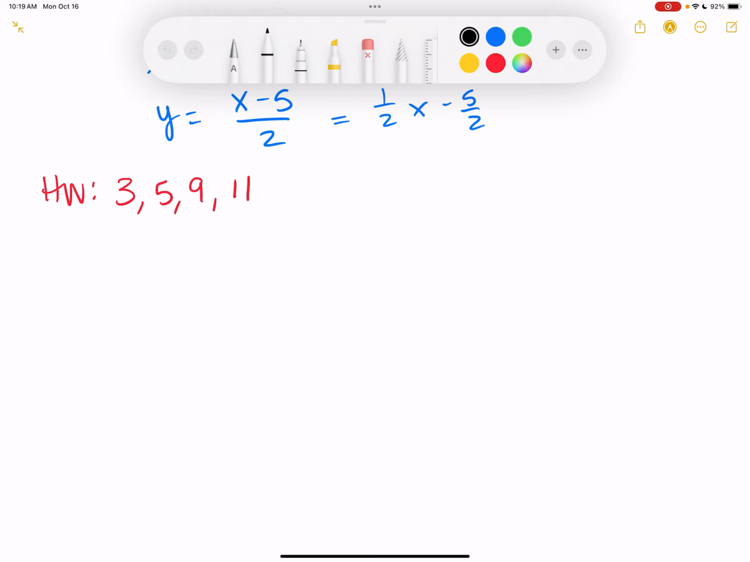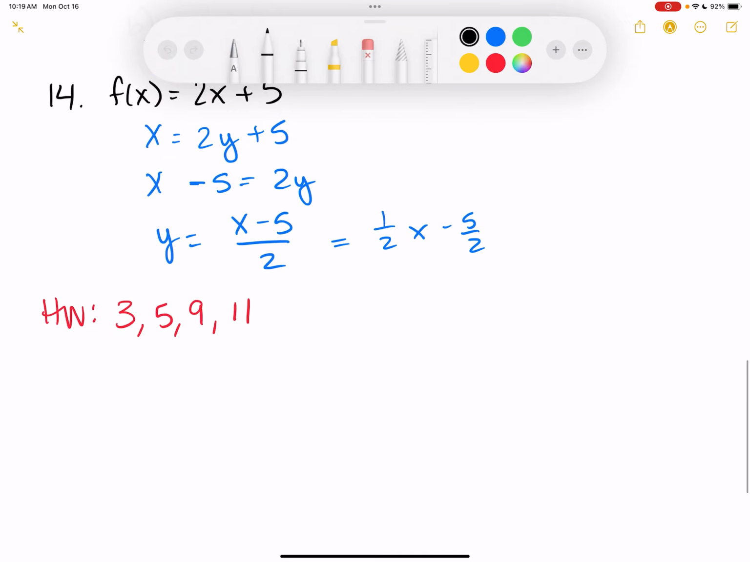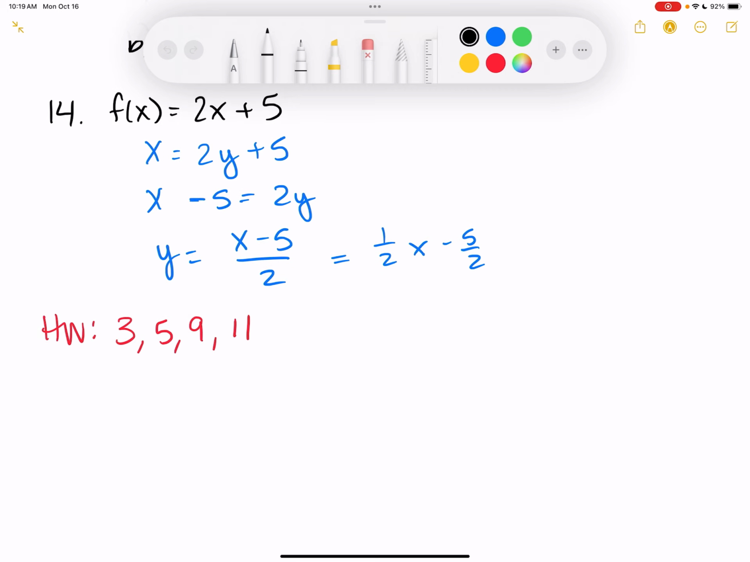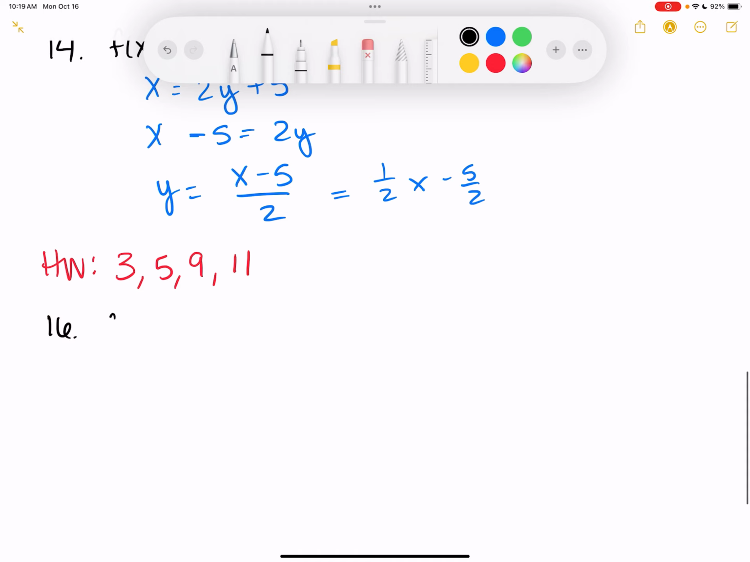But we haven't done inverses yet other than that one inverse problem. So let's do another one. Number 16, f of x is equal to x plus 3 over x minus 2. So remember with f of x, that's just y. And so our phrase for inverse is swap x and y and solve for y.